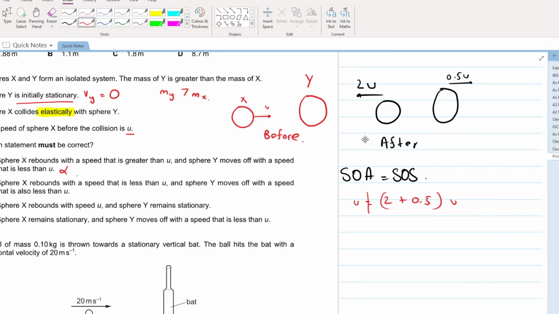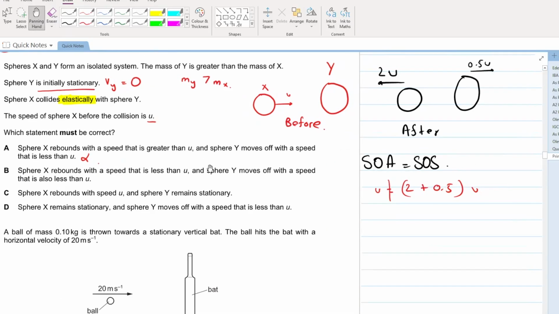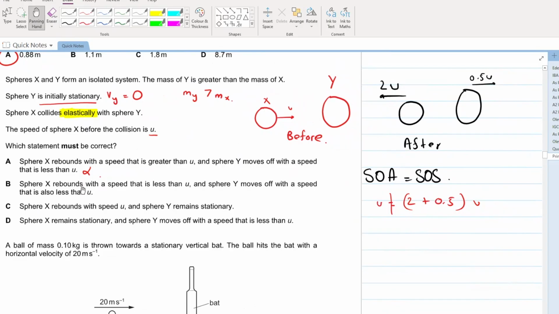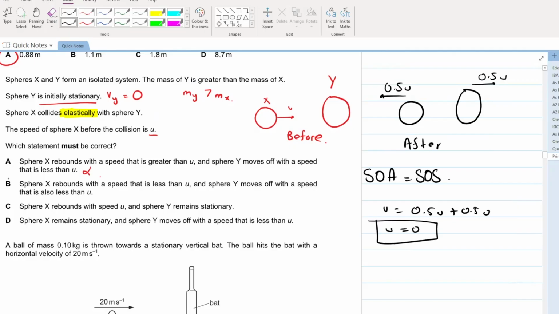One second. Yes. Okay, if you see option B, beta, option B is saying something very good. Option B is saying that sphere x rebounds with a speed less than u, let's say 0.5u, and sphere y moves with a speed that is also less than u, let's say 0.5u. What is your speed of approach? u. What will be your speed of separation? 0.5u plus 0.5u, u is equal to u. Yes, this is a property of elastic collision. B is your answer. All clear beta?